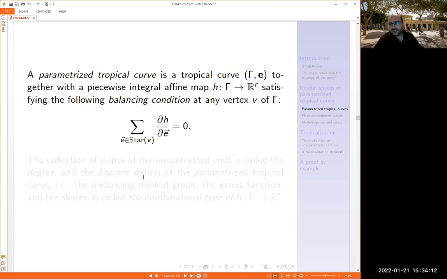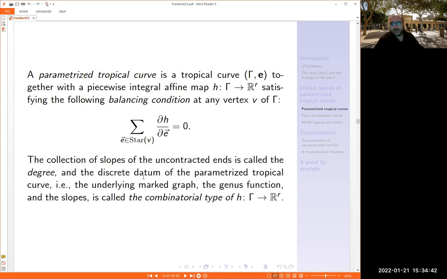Since h is piecewise integral affine, all these partial derivatives, all these slopes, are integral vectors. They need not be primitive integral vectors. In some classical texts, people consider just primitive integral vectors and multiply them by certain multiplicities, but the multiplicity is hidden inside the derivative, since a piecewise integral affine map may have non-primitive slopes. Now the collection of slopes of the uncontracted ends is called the degree.